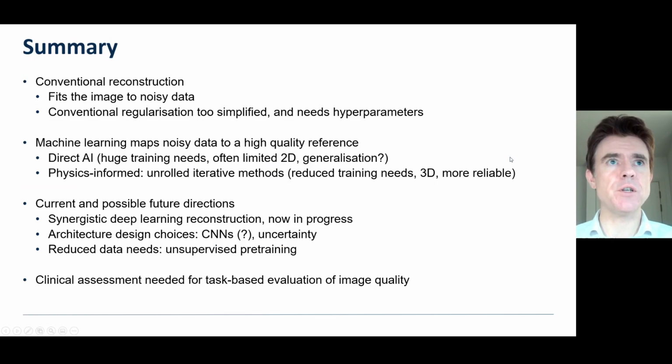Okay, so just to summarize then at this stage, with conventional reconstruction, we've seen from the very beginning that it's fitting an image to noisy data, and so normally we need to regularize, but those regularization methods are too simplified, for example, just based on quadratics, and we don't know how strong to make those priors. Whereas machine learning, which can be done in two main ways, instead of fitting to noisy data, instead seeks to map noisy data to a high quality reference. You can either do that directly with a large network, or you can do it via unrolled methods like I've just been talking about, where you embed deep learning into the cascade of updates.